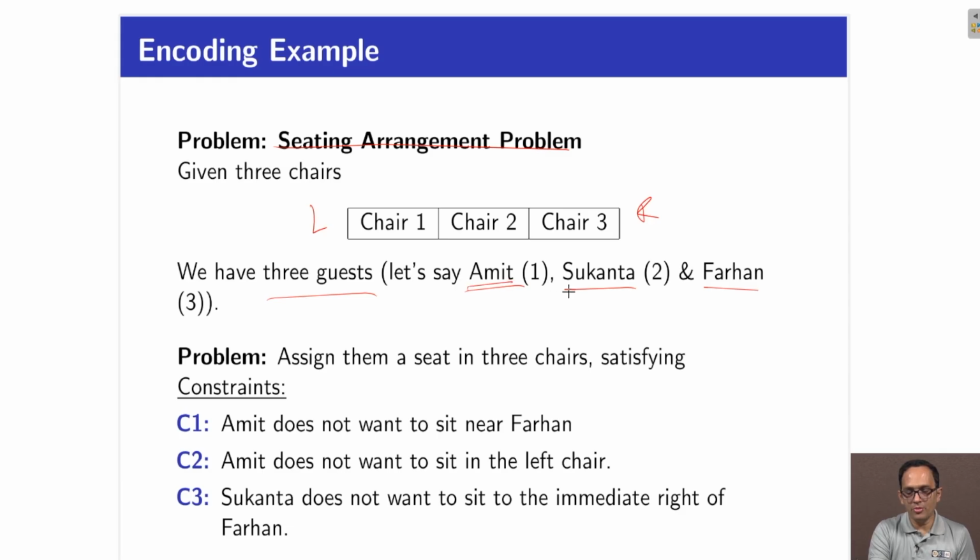Okay. So, you have Amit, Sukant and Farhan. Let us say the constraint says that Amit does not want to sit near to Farhan, for some reason, maybe they do not like each other or whatever it is. So, Amit does not want to sit near to Farhan, and Amit also does not want to sit in the left chair. Okay. And Sukanta does not want to sit in the immediate right of Farhan.